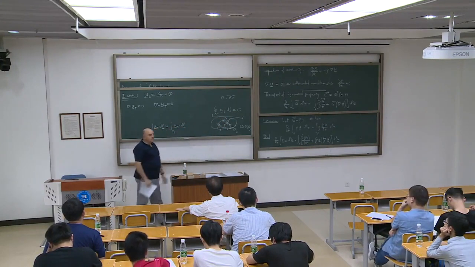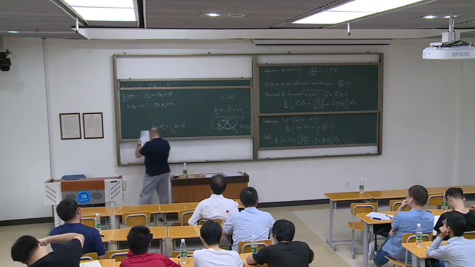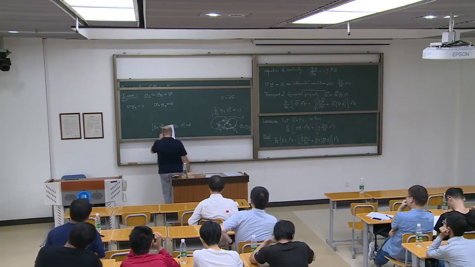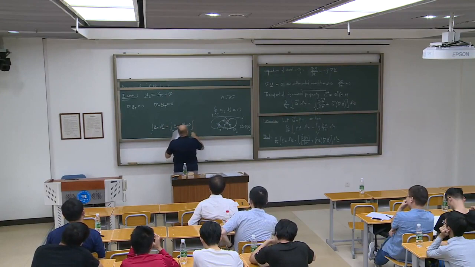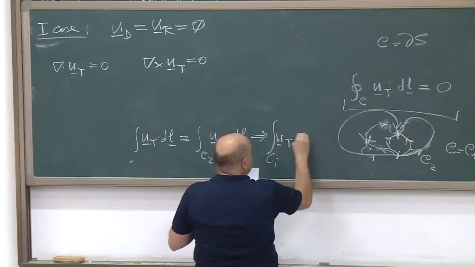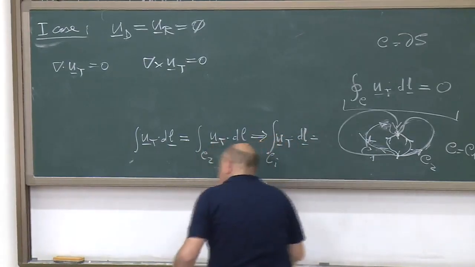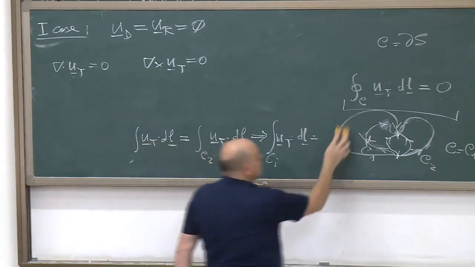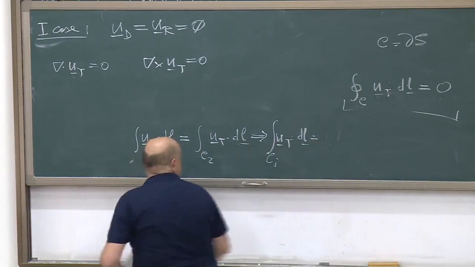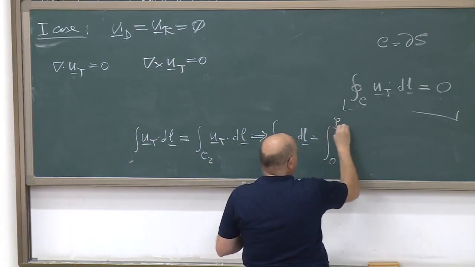This is important for topology. Okay, so if we do what they do in textbooks, it is to find the potential. It means that any path, u·dl, can be written as a difference between two values, and this is the potential.